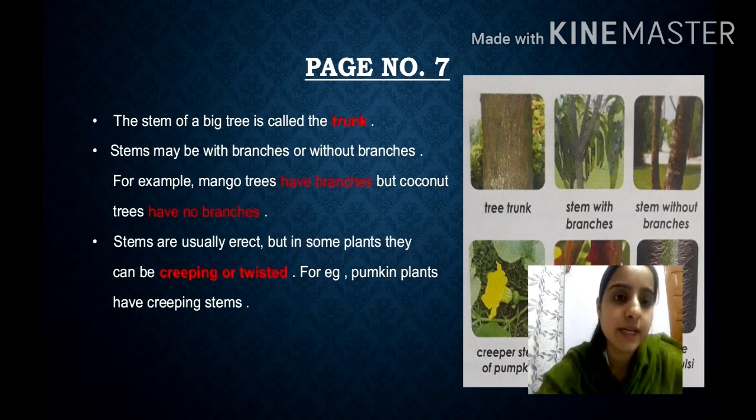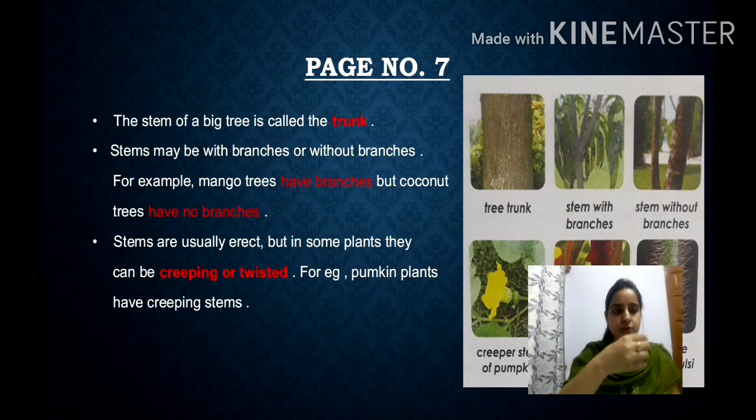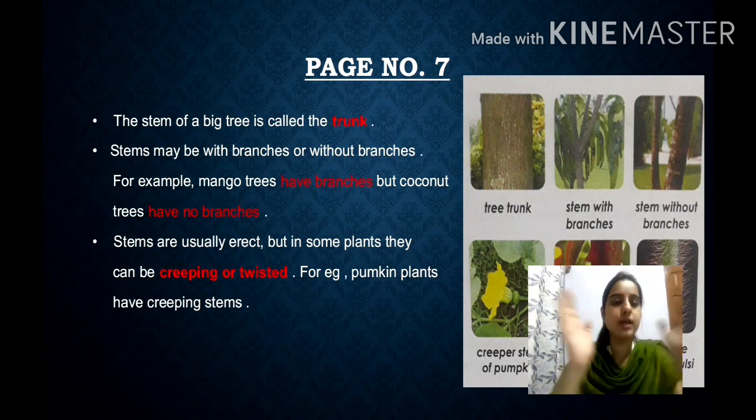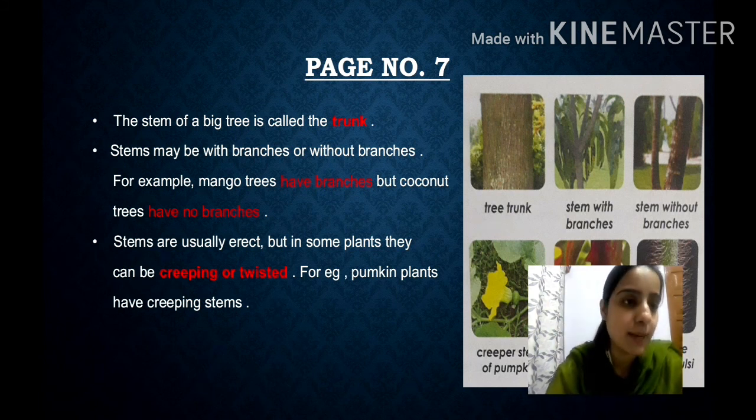Second point, stems may be with branches or without branches. For example, mango trees have branches, but coconut trees have no branches. Children, you must be thinking, what are those? How does it look like? See the second picture on the screen, where it is written stem with branches. There is one stem, and after some time you can see many branches come out of that one stem, right? So this tree is with branches. And the next one, stem without branches. You will not see branches here, children. This is the stem without branches.